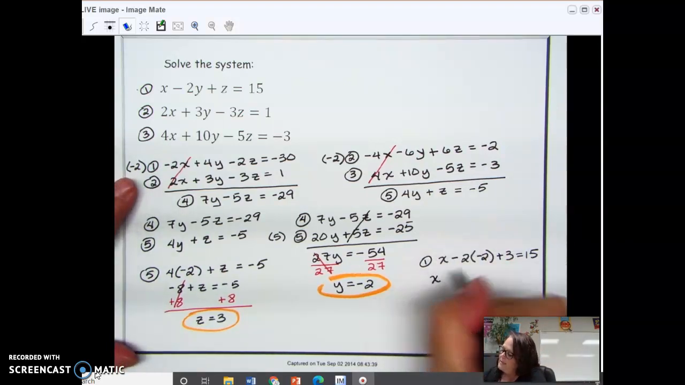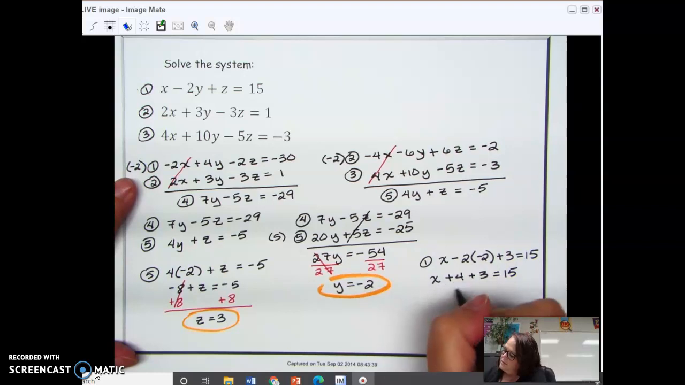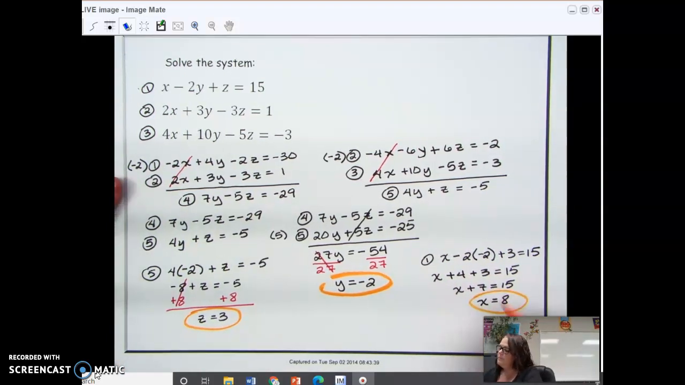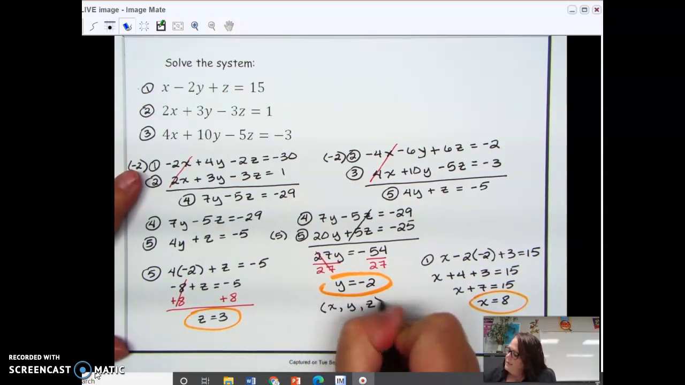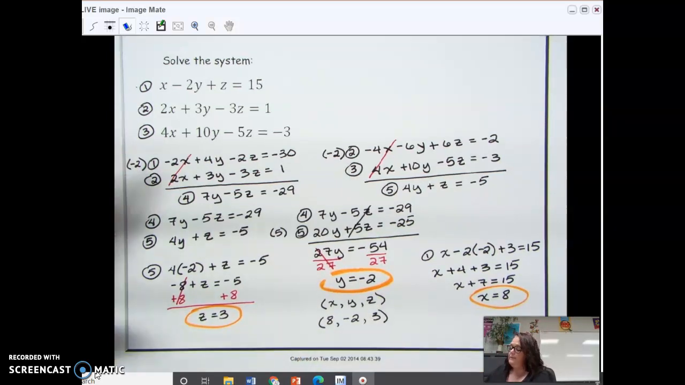So we've got x. -2 times -2 is +4, and then plus 3 is equal to 15. So that makes x plus 7 equal to 15. And x is equal to 8 when I subtract 7 from both sides. And then just like we do with a normal ordered pair, we're going to go in alphabetical order. So it's x, y, and z. So my x value is 8, my y value is -2, and my z value is 3.